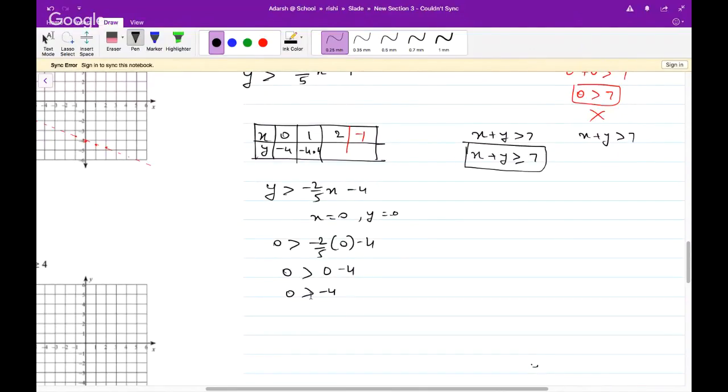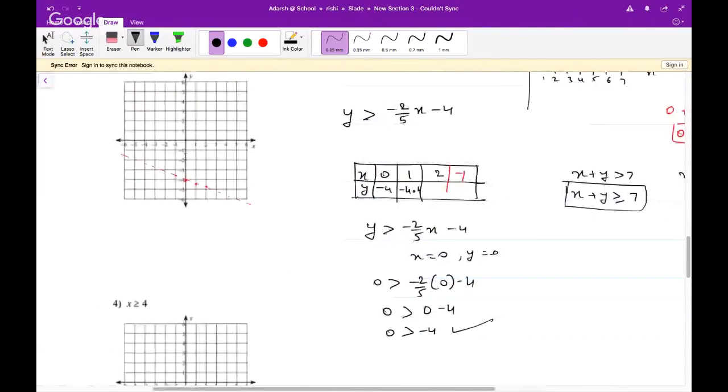Is it true? Is 0 greater than minus 4? Yes. So this point is in the required region. You can take any point on this side or on this side to verify your required region. So I'm only taking this one point to verify. Therefore this entire region is our required region.